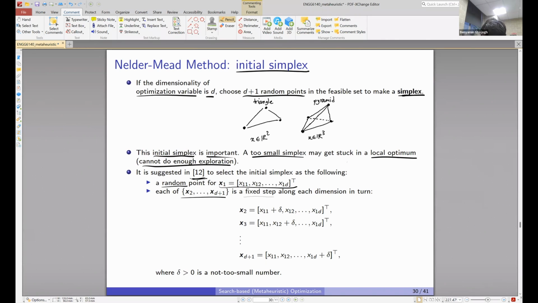Let them be a fixed step along each dimension in turn. For example, for x2, let it be the first element of x1 plus some delta, and the rest will be the same as x1. For x3, let the second element be plus some delta, and the rest the same as x1. Do the same until x_{d+1}: the last element is plus delta, and the rest is the same as x1. And delta should be positive and not too small a number, because if it's too small, the initial simplex will be small and it can't explore well.